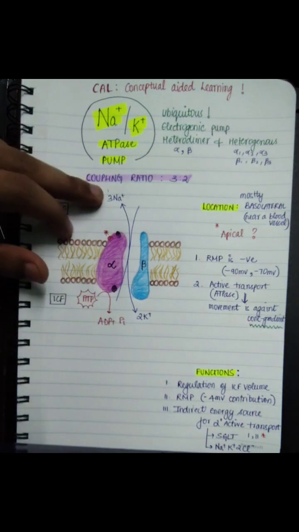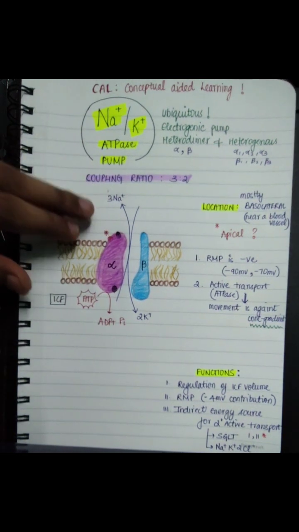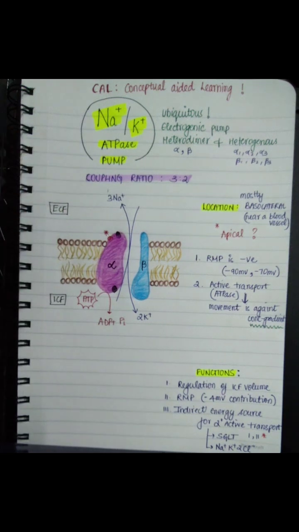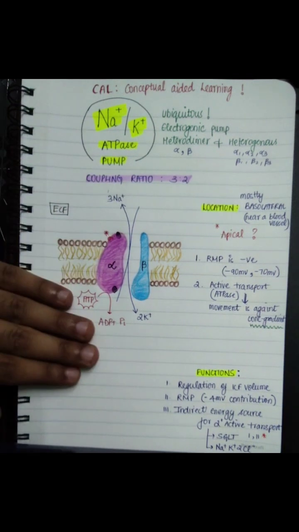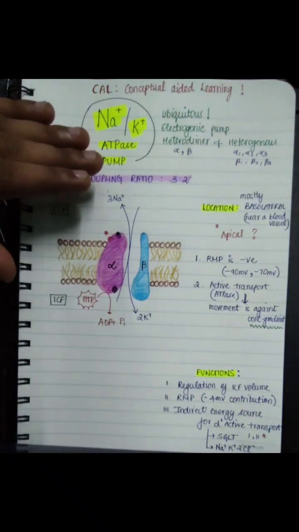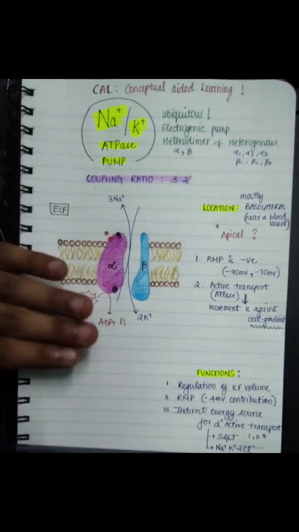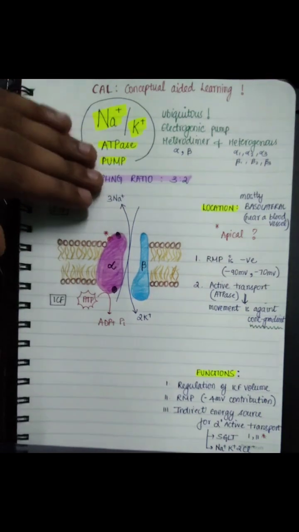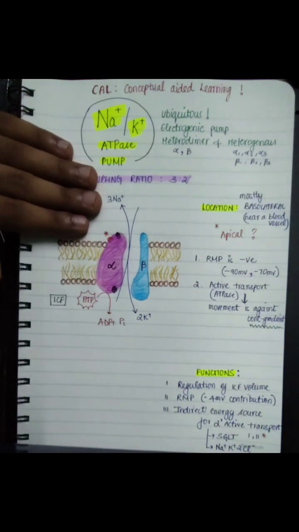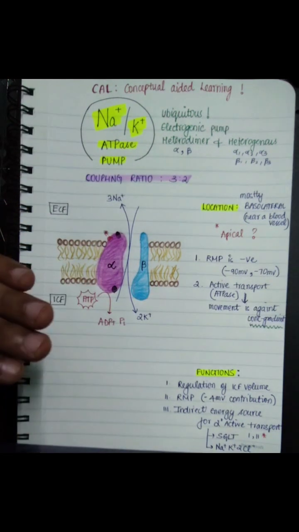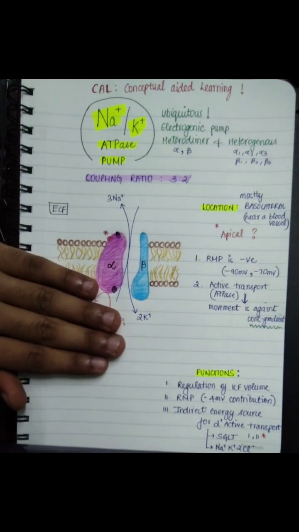So sodium is predominant outside. We are moving sodium against the gradient, that is, sodium is more outside and less inside. Normally the tendency would be to move from outside to inside, but we are using this energy to move the molecule from inside to outside against the gradient, and the same way for potassium, which is low outside and high inside.